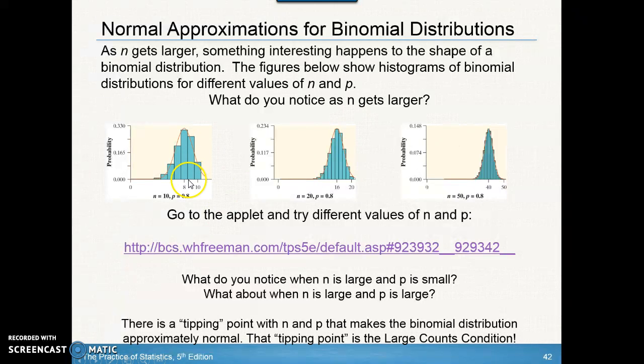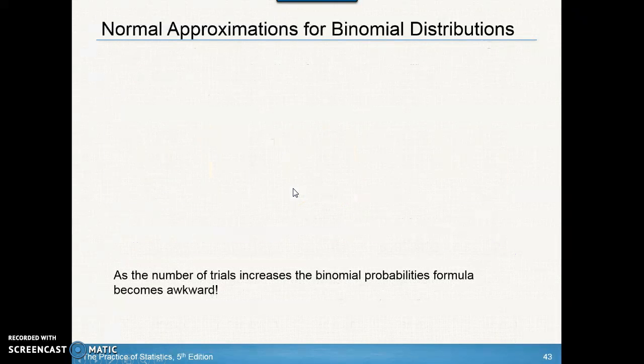So when we have a binomial distribution, it can often be modeled by a normal distribution. There's a tipping point with n and p that makes the binomial distribution look approximately normal. That tipping point is the large counts condition. If you've played with this applet, you've seen that when n is large and p is either small or a certain value, then it looks approximately normal. We're going to take a look at what exactly those values of n and p need to be that make a binomial distribution look approximately normally distributed.